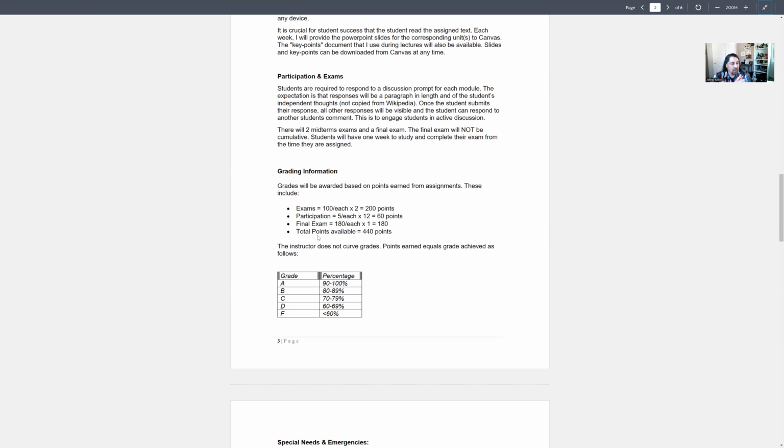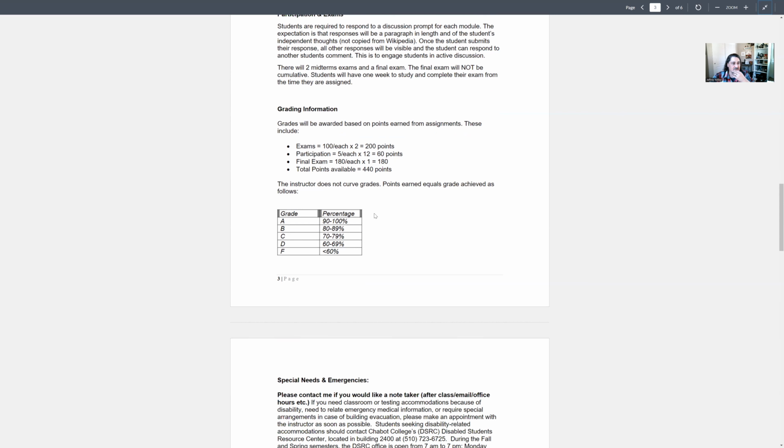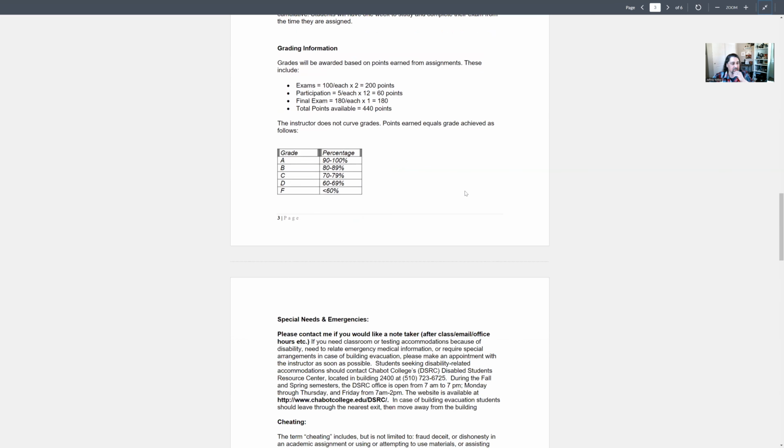And here's how things are broken down. I don't curve grades. I don't give A minus, B minus, that kind of a thing. It's super simple, 90 to 100, 80 to 90, that kind of a thing. A, B, C, D, F. That's the way that I work, okay?